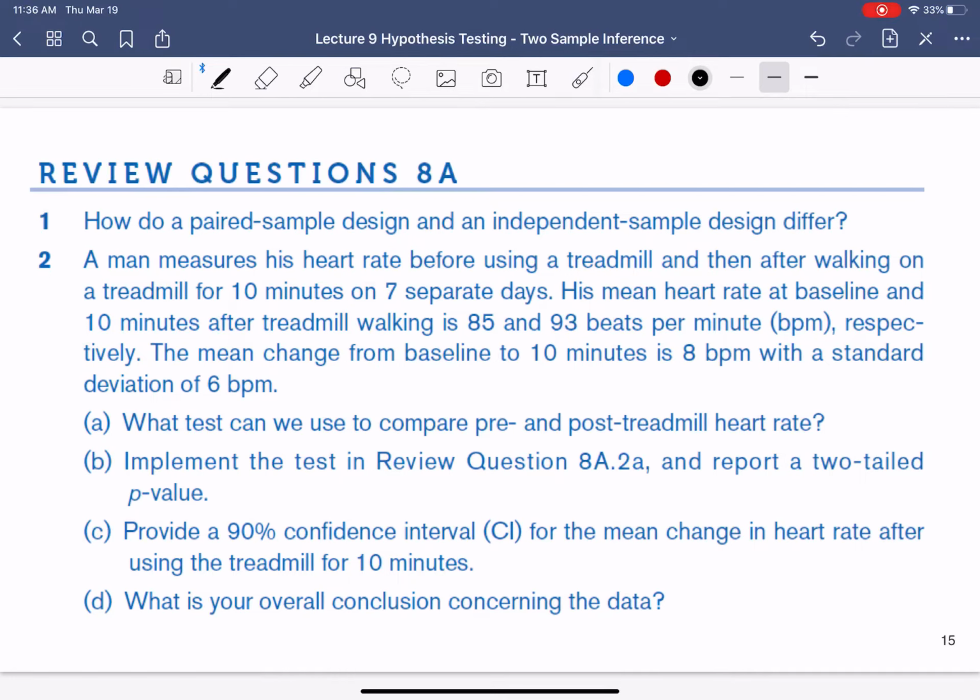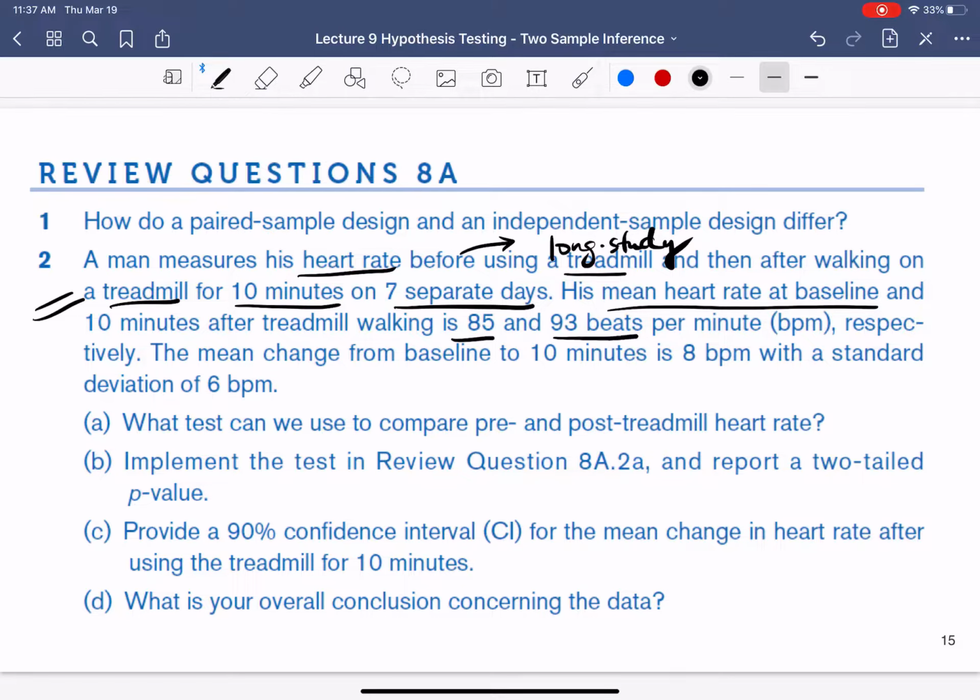So continue the lecture, and here we have a problem with data on it. A man measures his heart rate before using a treadmill and after walking on a treadmill. So now you know that it's a longitudinal study, and for 10 minutes on 7 separate days. He counts his mean heart rate at baseline and 10 minutes after walking is 85 and 93.